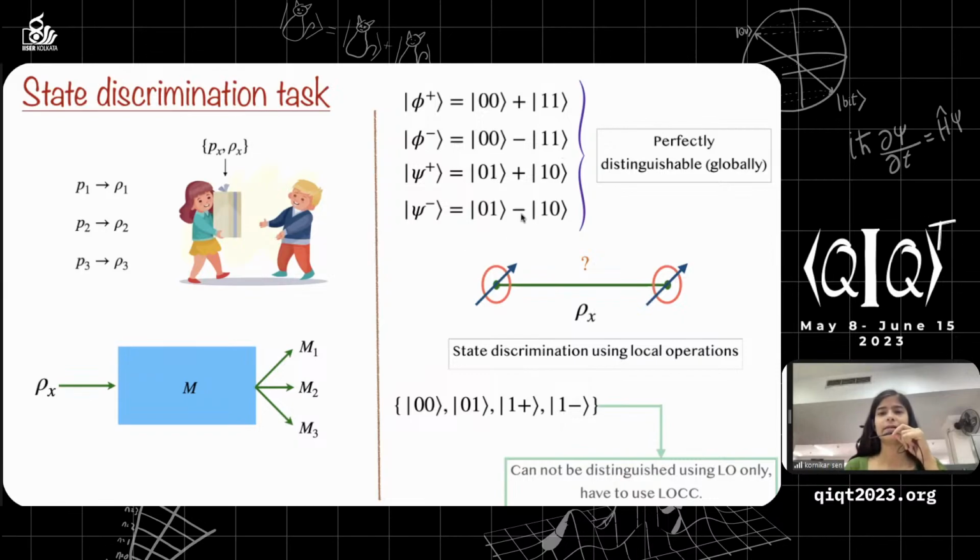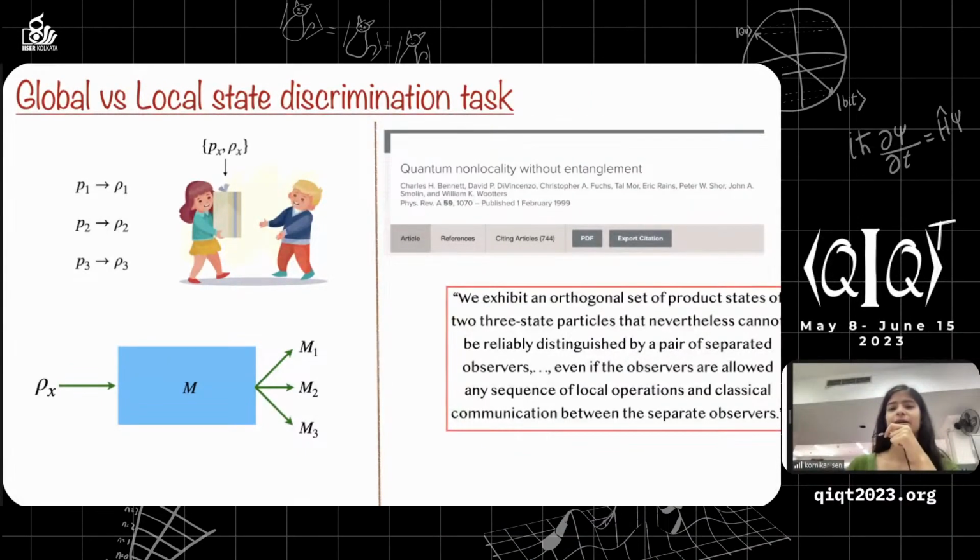Here you see that these Bell states cannot be distinguished locally, but they can be distinguished globally. And it's obvious that the things you can do globally may not be possible to do locally. So there is a difference between local operation plus classical communication and global operation. And by seeing this difference, you can say if there is some non-locality within the states. For example, in this paper, they have shown that if there is a set of orthogonal product states, even if they are product, you may not be able to distinguish them perfectly. Here they have given some examples also.